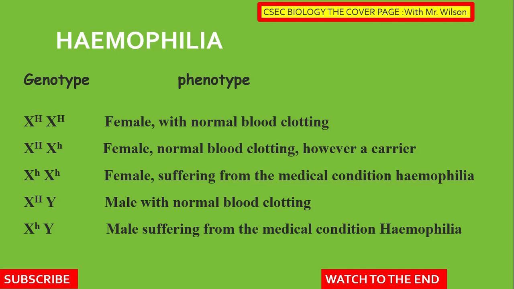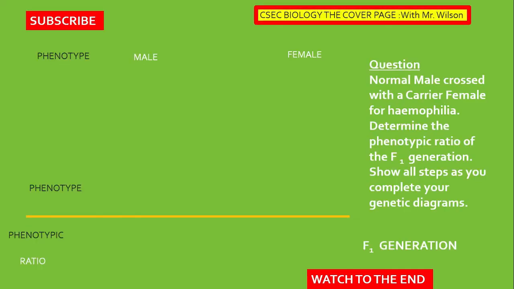At any point you can stop and replay the video to ensure that you have a good grasp of doing the genetic cross. So we start by looking at the question. The question we have here is that a normal male is crossed with a carrier female for hemophilia. We're supposed to determine the phenotypic ratio of the F1 generation. We're supposed to show all steps as we complete the genetic diagrams.